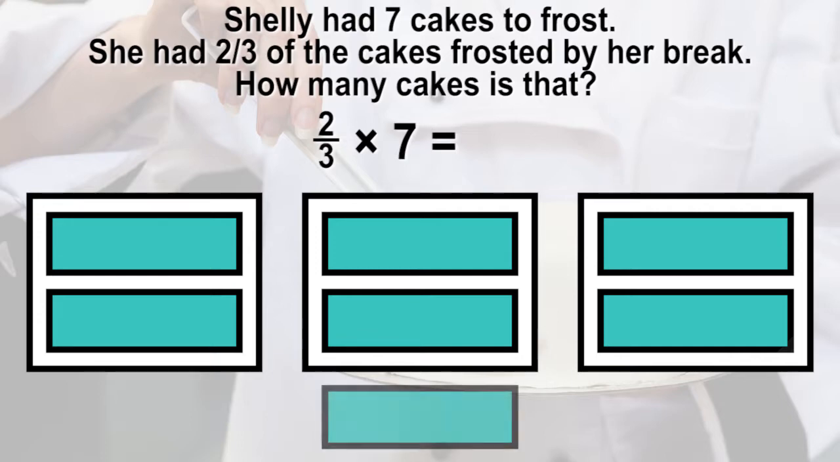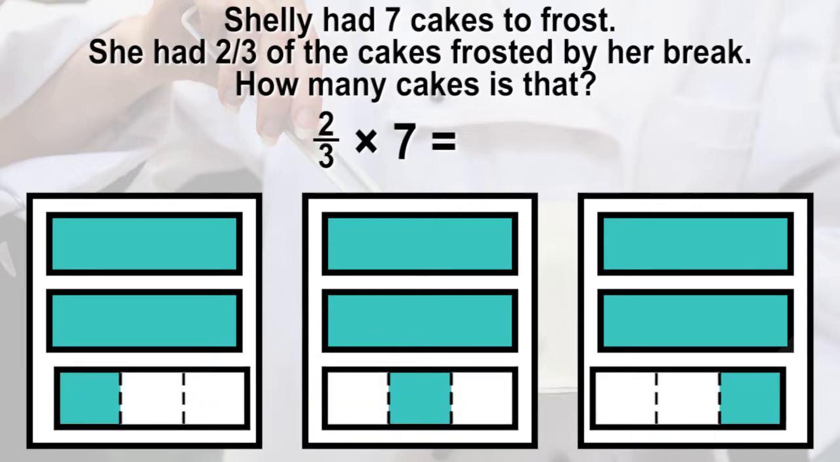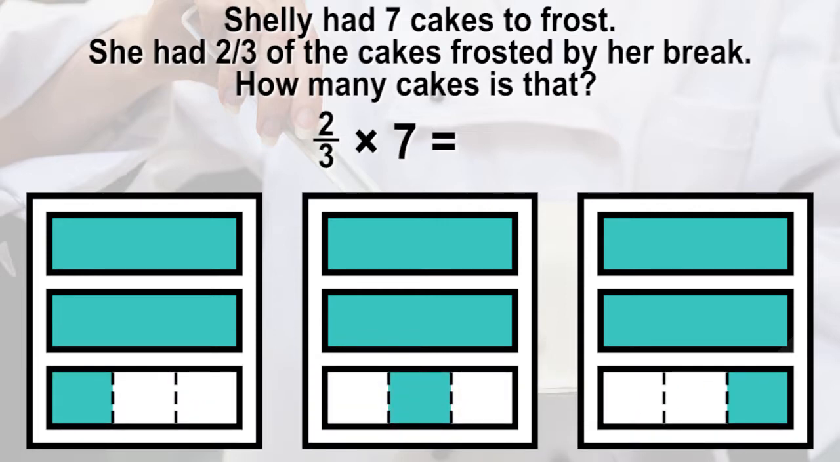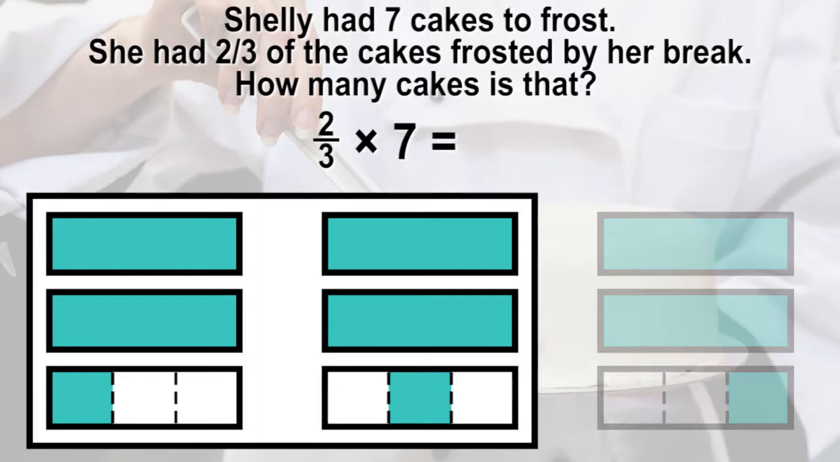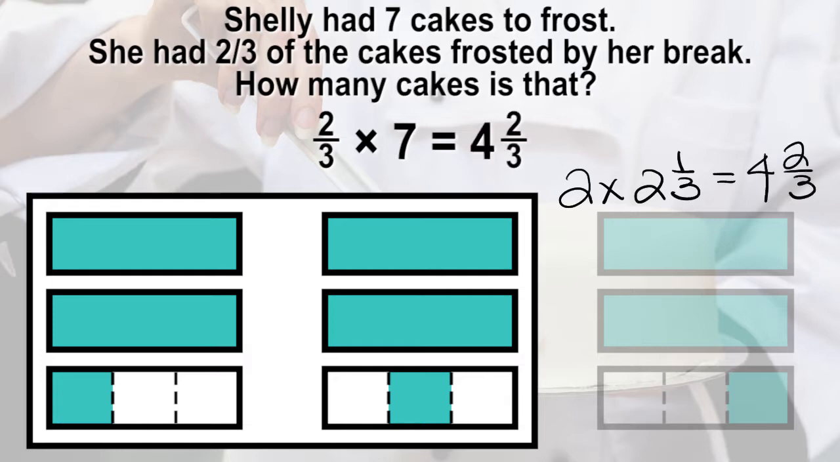This problem adds on an additional cake. This additional cake must be divided into thirds, so that 1/3 of the additional cake can be placed in each group. Each group would contain 2 and 1/3 cakes. 2/3 of the cakes would be equal to 2 groups of the cakes plus 1/3 of the additional cake, or 2 groups times 2 1/3 cakes equals 4 2/3 cakes. Shelley would have frosted 4 whole cakes and 2/3 of another cake by her break.